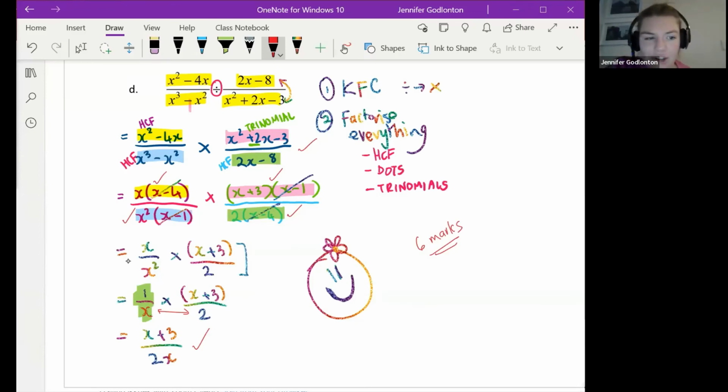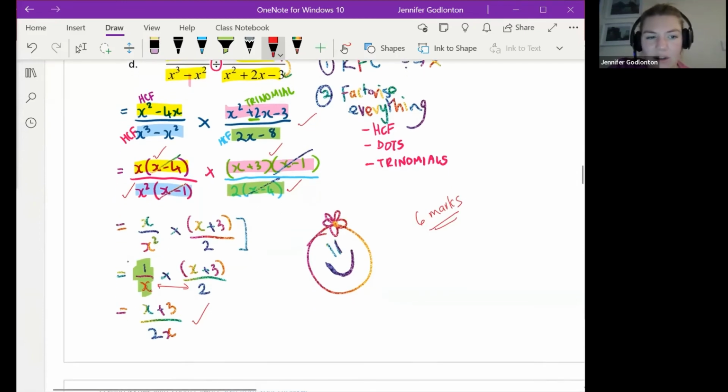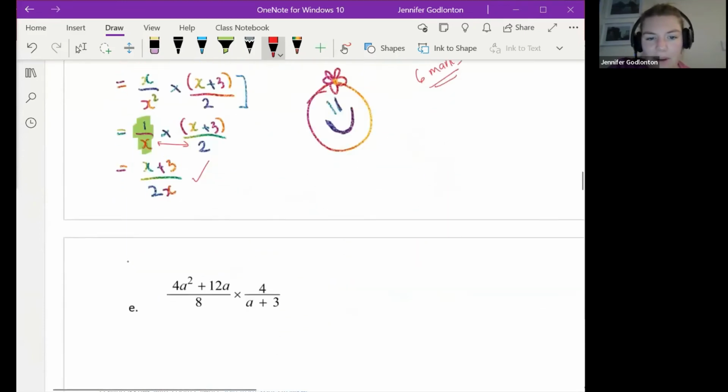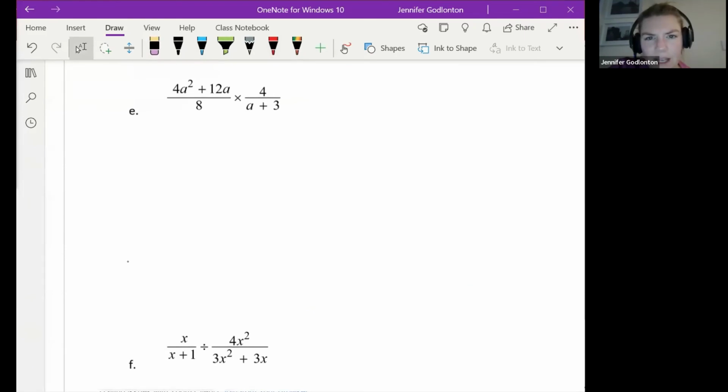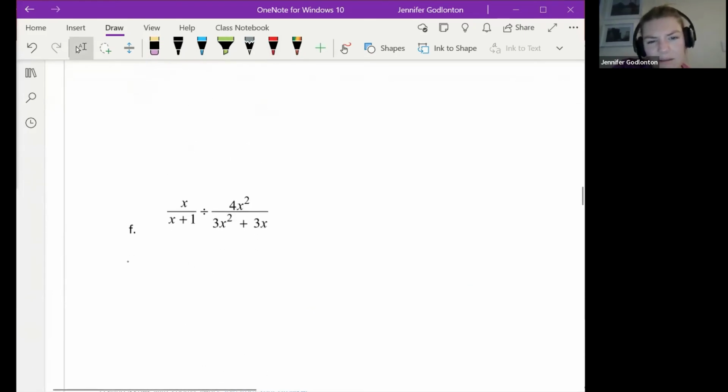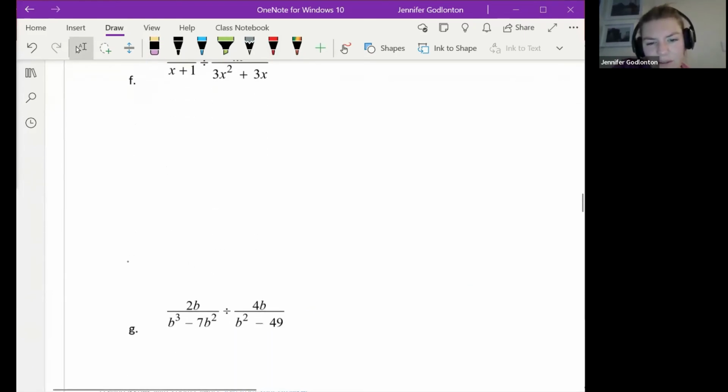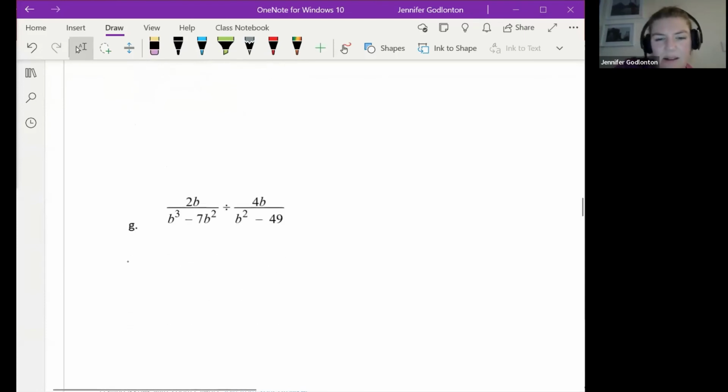Okay, let's try to do one more for the evening. And then you're going to do a little quiz, which is going to sum up factorization. This one's not so bad. I don't want it to be too easy. Let's do this one.